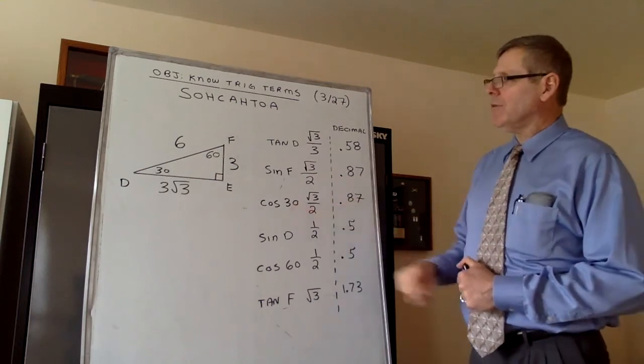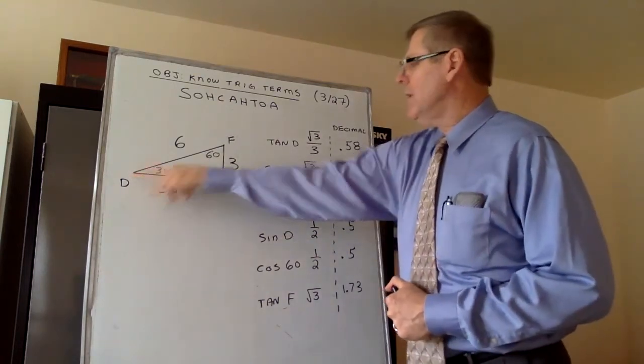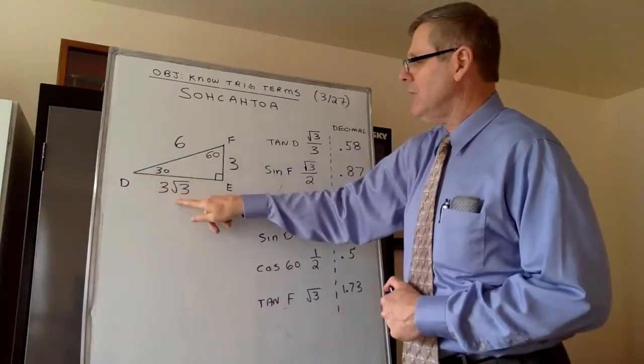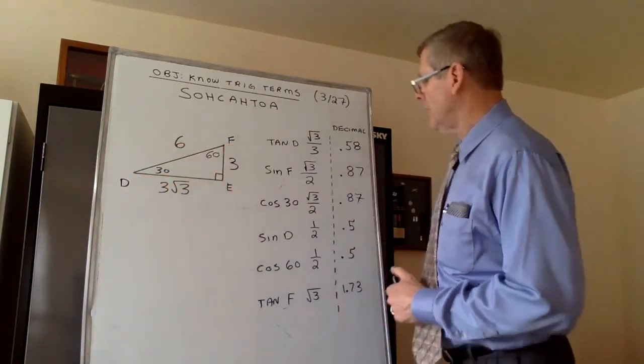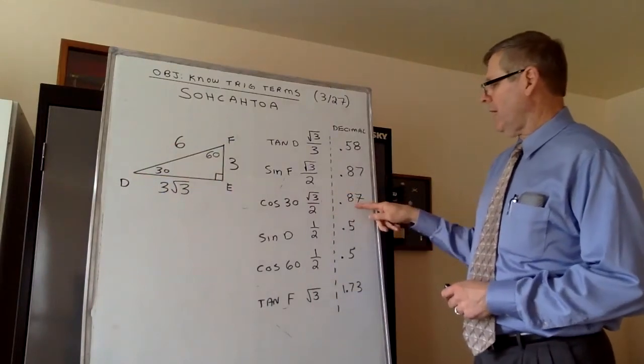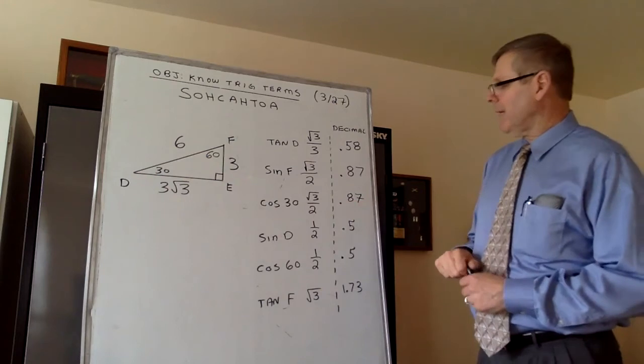For cosine of 30, we're standing here. Cosine is adjacent over hypotenuse. So if I'm standing here, adjacent over hypotenuse, my radical would be square root of 3 over 2, or 0.87 in the calculator.